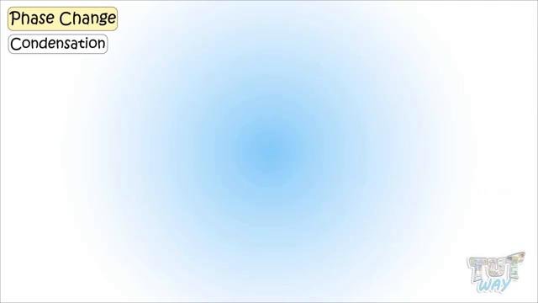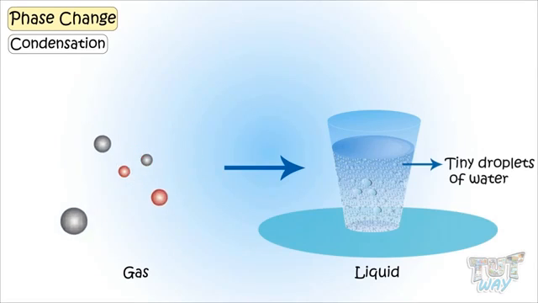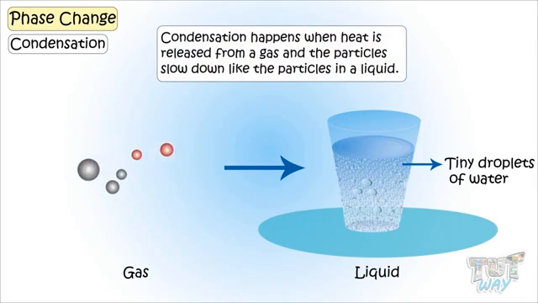Condensation. Conversion of gas into liquid is called condensation. Appearance of tiny droplets of water outside the glass of chilled drinks is an example of condensation. Condensation happens when heat is released from a gas and the particles slow down like the particles in a liquid.